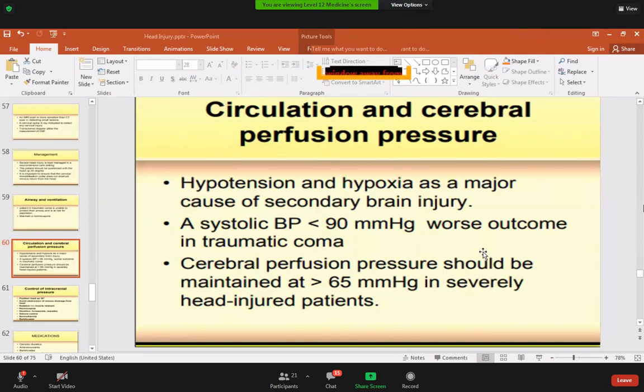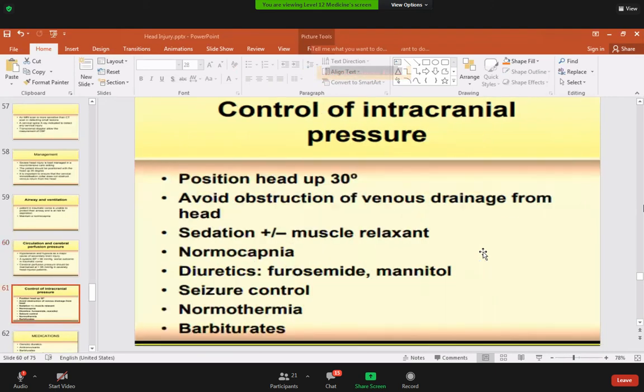And to keep it in balance, the cerebral perfusion pressure should be maintained at more than 65 millimeters of mercury in a severely head injured patient. And the body tries to maintain it. When you see the patient's blood pressure raised, it means it is compensating for the rise in the intracranial pressure to keep the same level of the cerebral perfusion pressure. Okay.